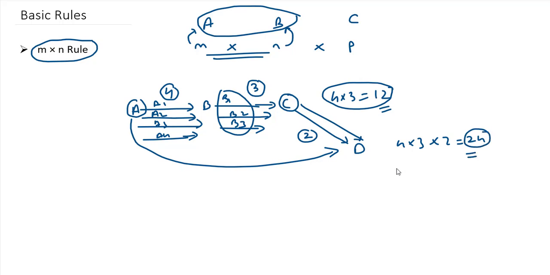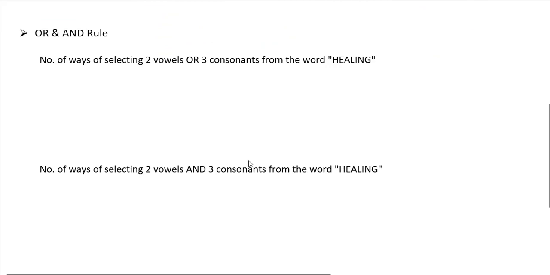This is the most basic and fundamental rule which will help you in understanding the concepts of permutation and combination. Let us now see another rule, the OR rule and AND rule. In problems of permutation and combination, and even in probability, wherever you see the word OR, we'll replace that word by plus sign, and wherever you see the word AND, we'll replace that word by multiplication sign.